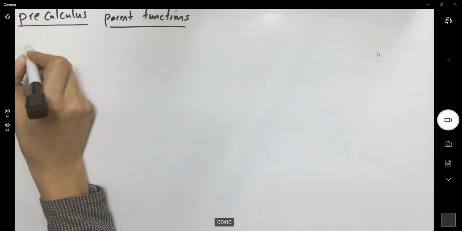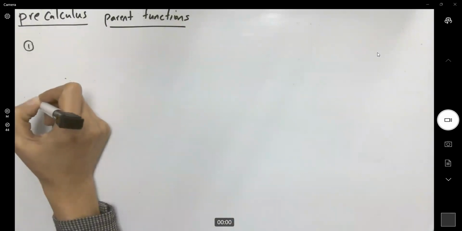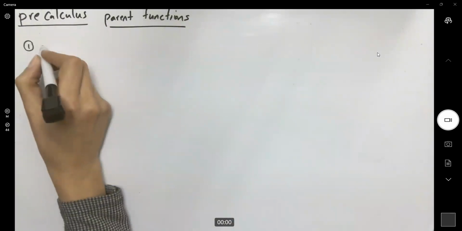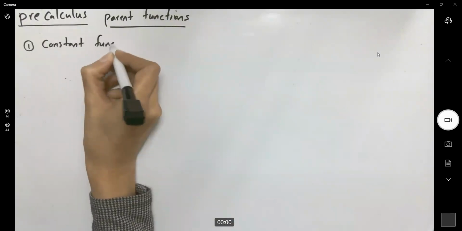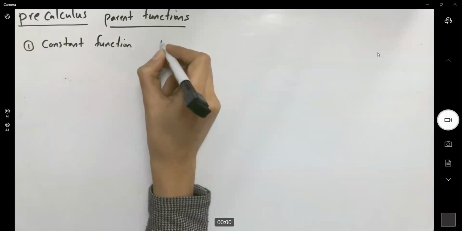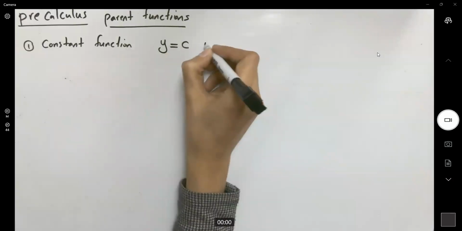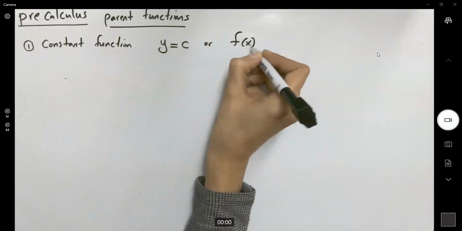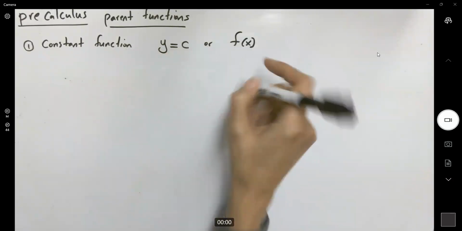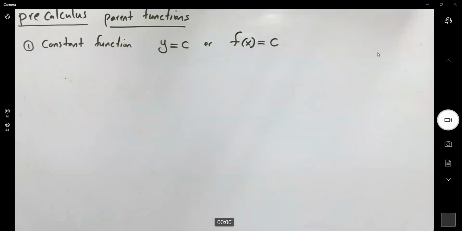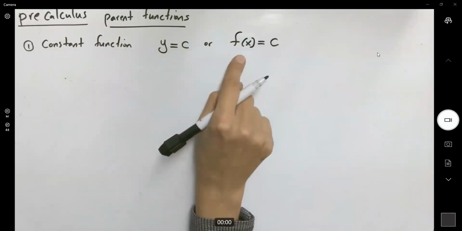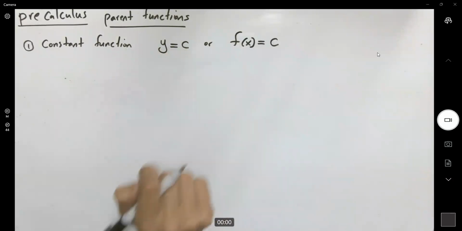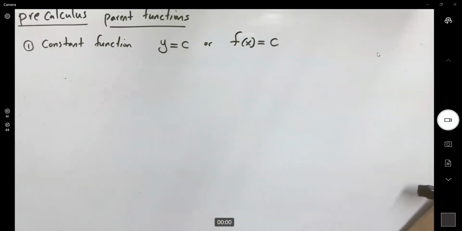The very first function that we're going to talk about, as you know, is the constant function. This function is represented by y equals c, or if you use the function notation, f of x is equal to c. This is just constant. No matter what your x is, your y value is always fixed. Very well.